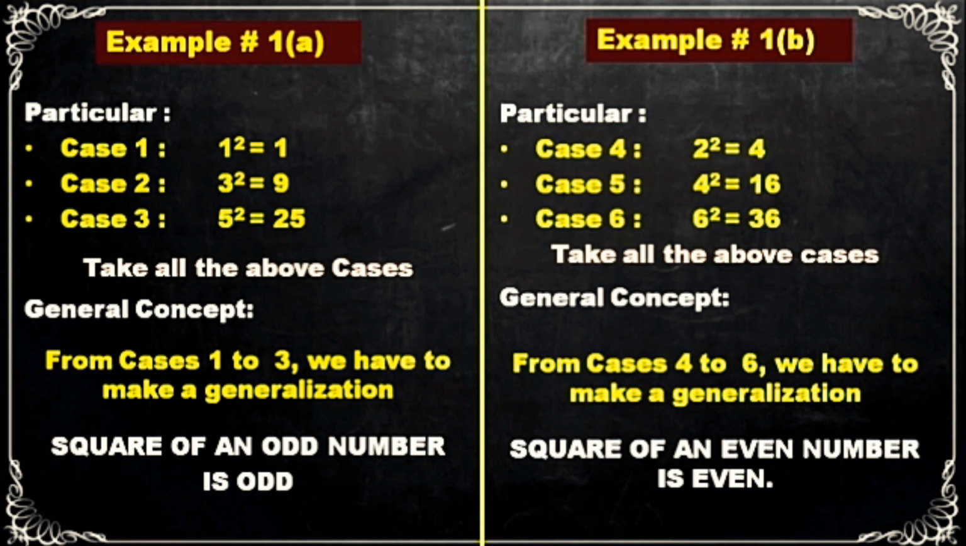In the same way, come to cases 4, 5, 6. Here 2 square equal to 4, 4 square equal to 16, 6 square equal to 36. These are the particular examples, particular cases. From this, we have to come to a conclusion. Here 2, 4, 6 are even numbers. Then squaring these numbers, we get once again an even number only. So, from cases 4 to 6, we make the generalization: square of an even number is even.